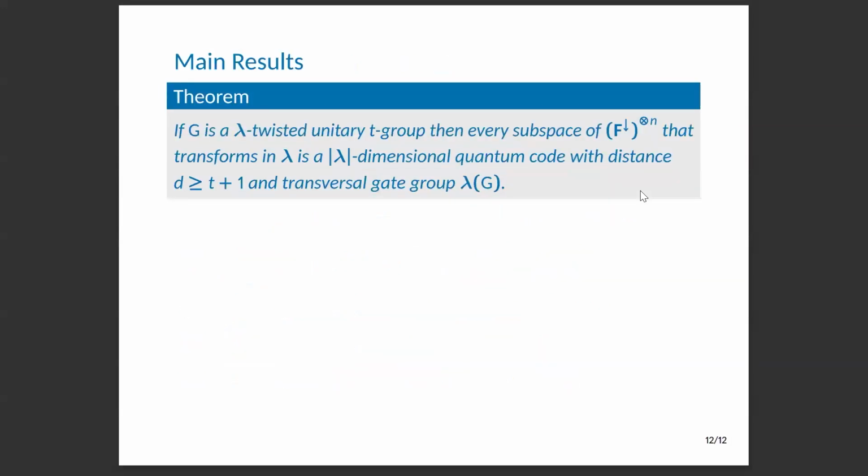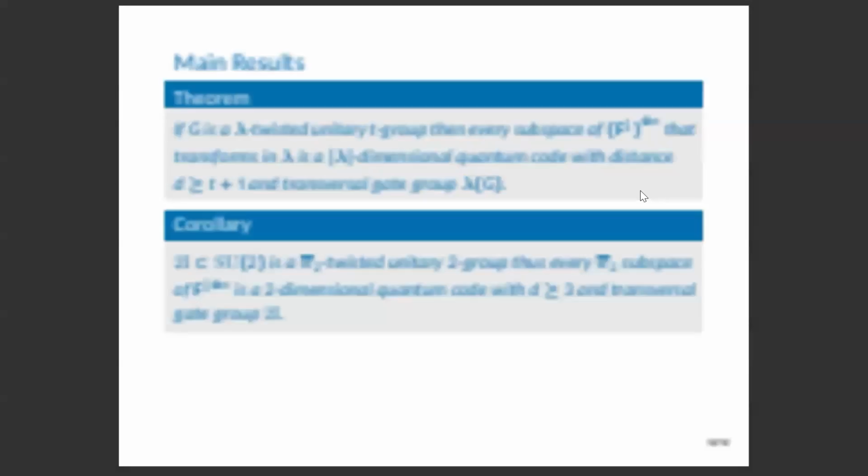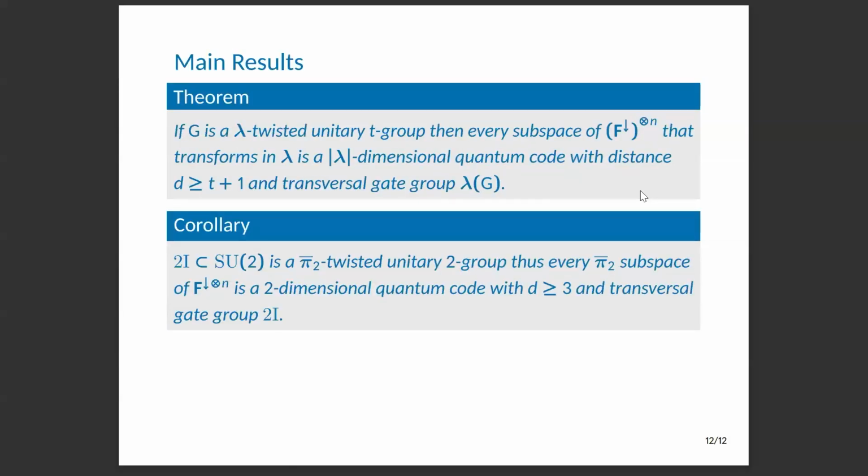And then we realized that if G is a lambda twisted unitary T group, then every subspace of the fundamental rep tensor n that transforms in lambda is a lambda dimensional code with distance at least T plus 1 and transversal gate group lambda G. So for us, that just means this thing about pi2 bar: any pi2 bar subspace has distance at least 3 and transversal gate group 2I, which is exciting.